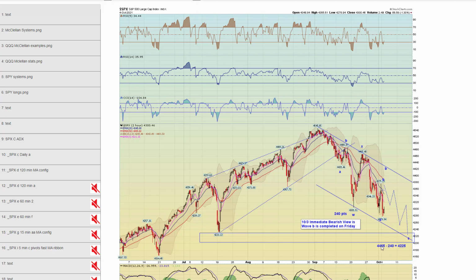Also, a perfect measurement of this overall A, B, C correction would measure down to about 42.25, as I showed you on the original daily chart. So we'll see. Again, the onus is on the bulls, guys. And we'll see if this ends up working lower. Short term, we are a little bit oversold. Next.